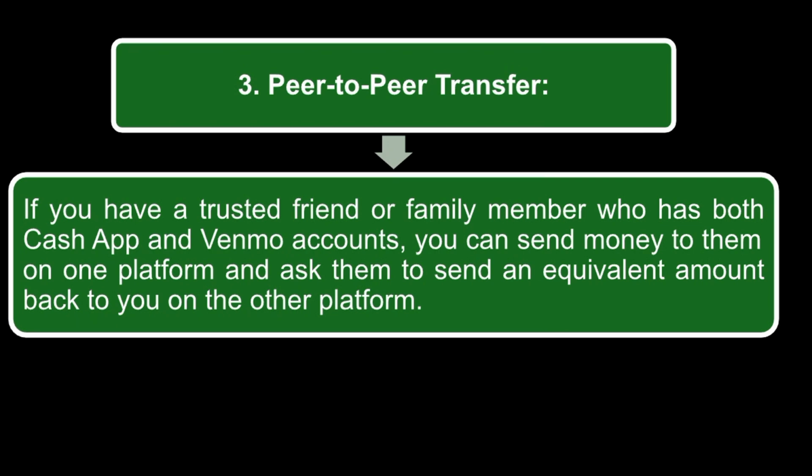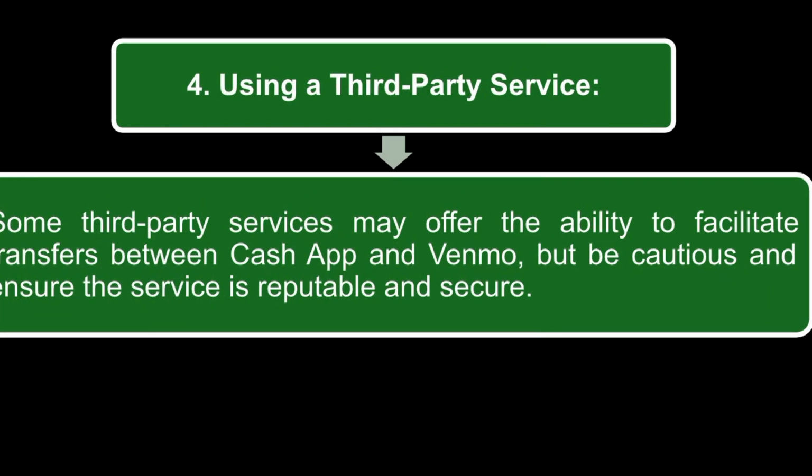If you have a trusted friend or family member who has both Cash App and Venmo accounts, you can send money to them on one platform and ask them to send an equivalent amount back to you on the other platform. Number 4, using a third-party service.